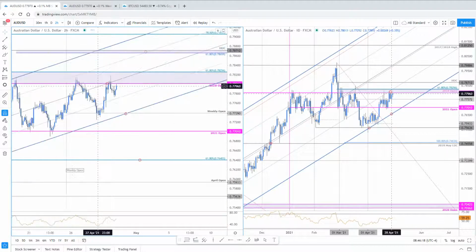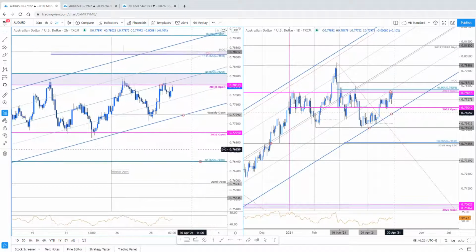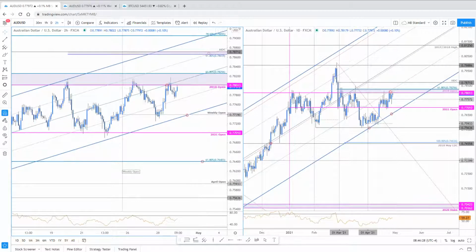So interesting positioning, puts the emphasis on the weekly opening range below resistance here at 78.25. Look for the breakout for guidance here. RBA interest rate decision on tap early next week. If it doesn't break and this holds into the next week, could be the catalyst we need to get this going. All right, that's number four, Aussie.